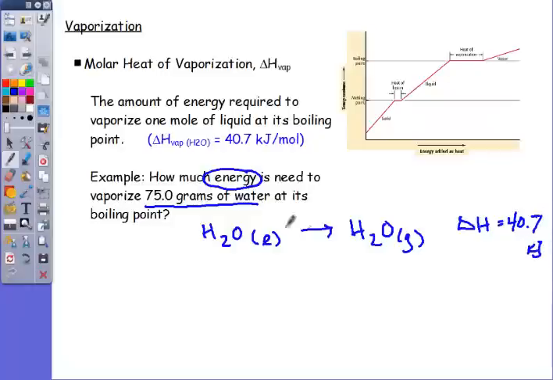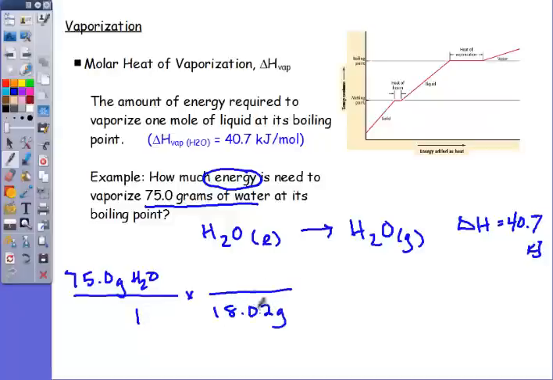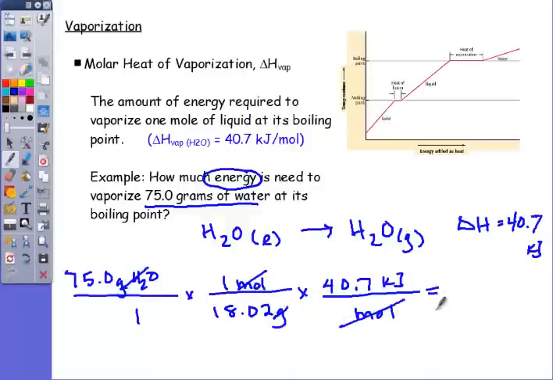Now again, because this is per mole, when I read my equation, I can just take that per mole and drop that off there. 75 grams of water goes over 1. We know that there are 18.02 grams for every 1 mole of water. And according to my delta H, it takes 40.7 kilojoules of energy for every 1 mole of water, or to convert each mole of water into a gas. When I multiply all of that out, I get an answer of 169 kilojoules.